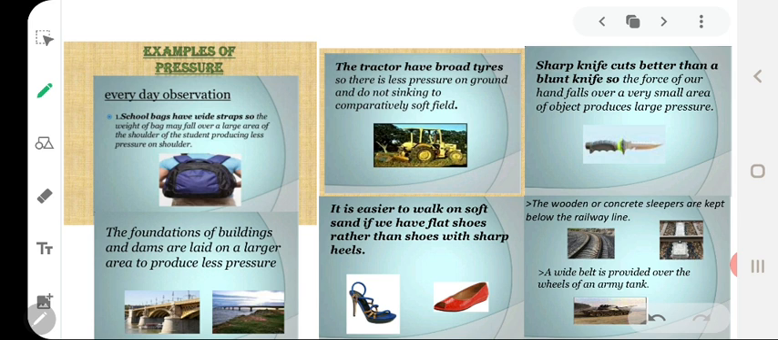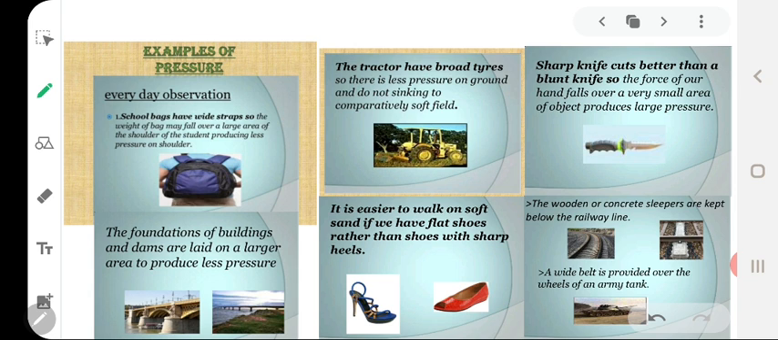Right now on your screen, you can observe some more examples based on similar concepts. Everyday observations. Your school bags have wide straps so that the weight of the bag falls over a large area of the shoulder of the student, producing less pressure on the shoulder. We have already discussed the foundation of buildings. The same principle is applicable in the case of dams. Tractors have broad tires, so there is less pressure on the ground and they avoid sinking into comparatively soft fields.